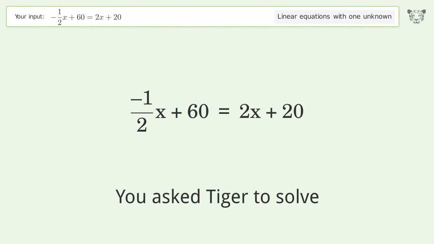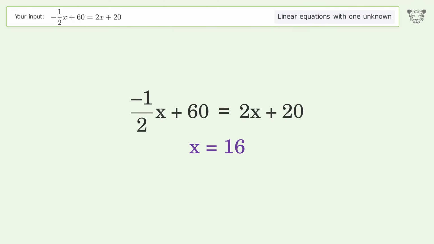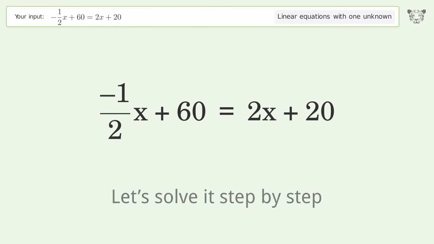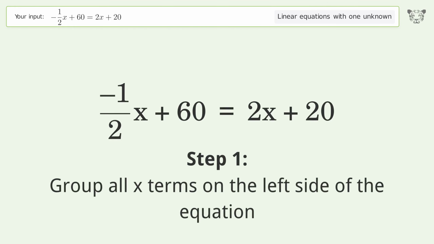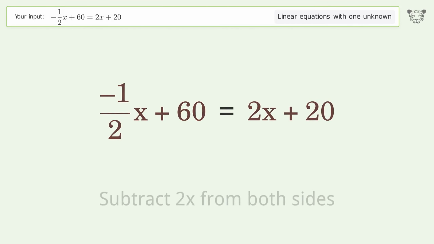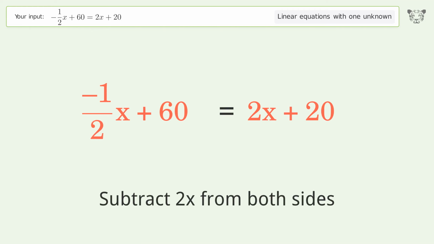You ask Tiger to solve. This deals with linear equations with one unknown. The final result is x equals 16. Let's solve it step by step. Group all x terms on the left side of the equation. Subtract 2x from both sides.